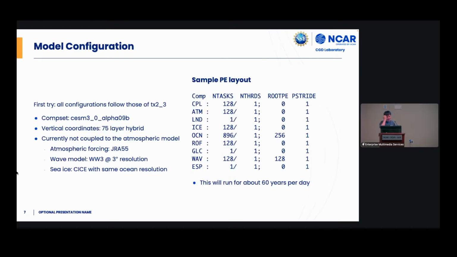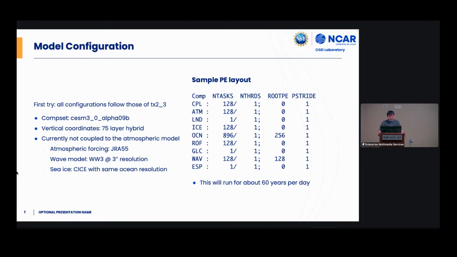So right now this model is very preliminary. We just had a first couple runs on this model. All the configuration for the first try is based on the 2/3 degree model, which Gustavo will talk about later. This is based on the alpha 9b comp set, and we use the same vertical coordinates as the 2/3 degree model, which has 75 hybrid layers.